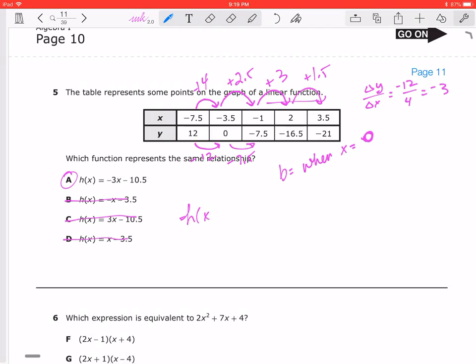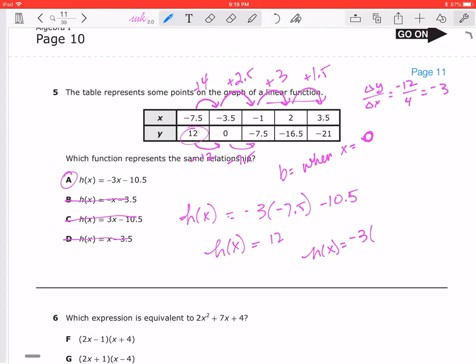But we can double check to make sure this works. So h of x is equal to negative 3 times our x value, negative 7.5, minus 10.5, which means h of x is equal to 12, which is what we have here. Let's go ahead and check one more just for fun.